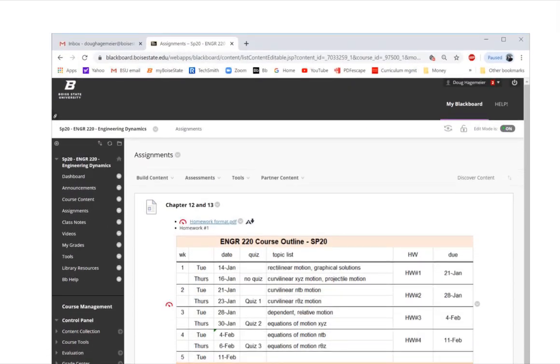If you look at the Assignments tab, here you'll find basically the schedule for those particular assignments. Homework number 1 will be due on the 21st of January, which is a week from Tuesday, or the first day of class. You'll also see the homework format, and there you should see the first homework assignment, which is right there. You'll get used to this format, I hope.